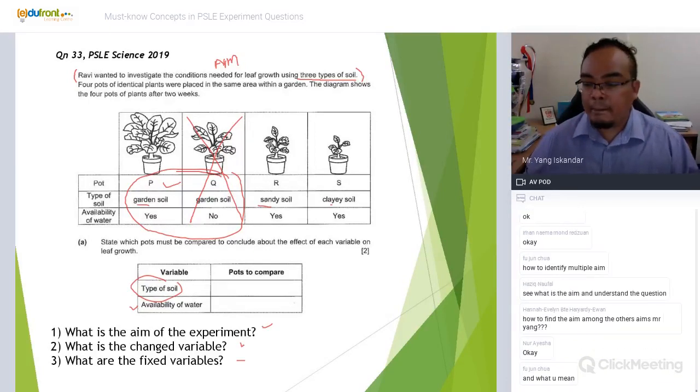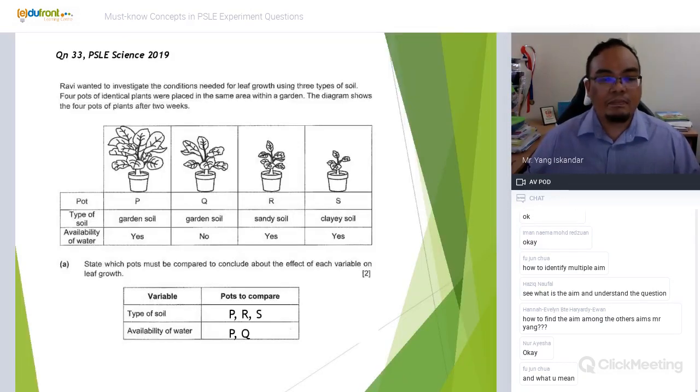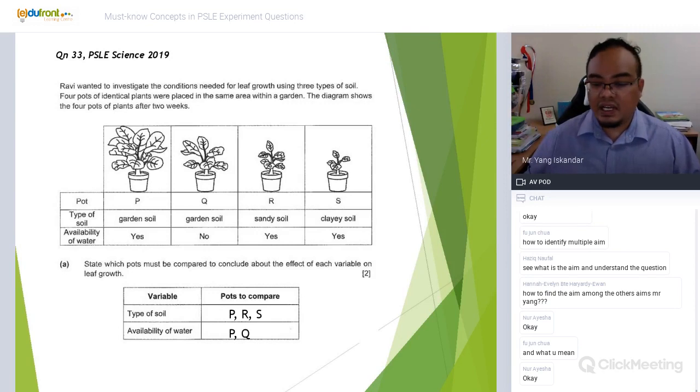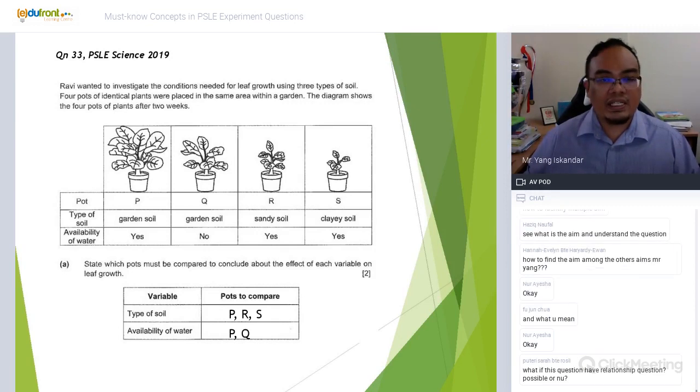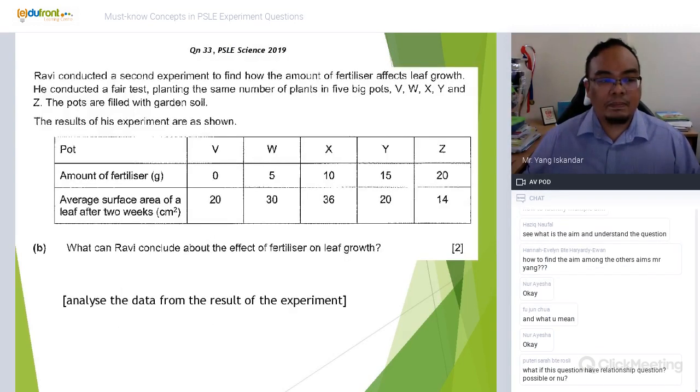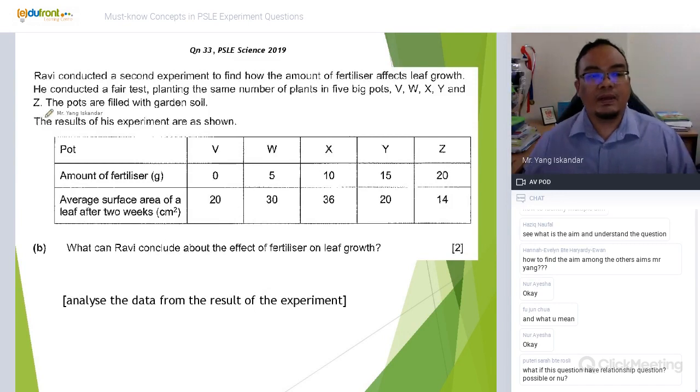All right, let's take a look at part B. This is only part A. Part A, they ask you to state which pot, 2 marks. Very easy, you get 2 marks. Not really easy. Easy if you understand the concept. If you don't understand the concept, then you have a problem. You're not able to answer. Now let's take a look at part B. This is the answer for A just now. Okay, part B.